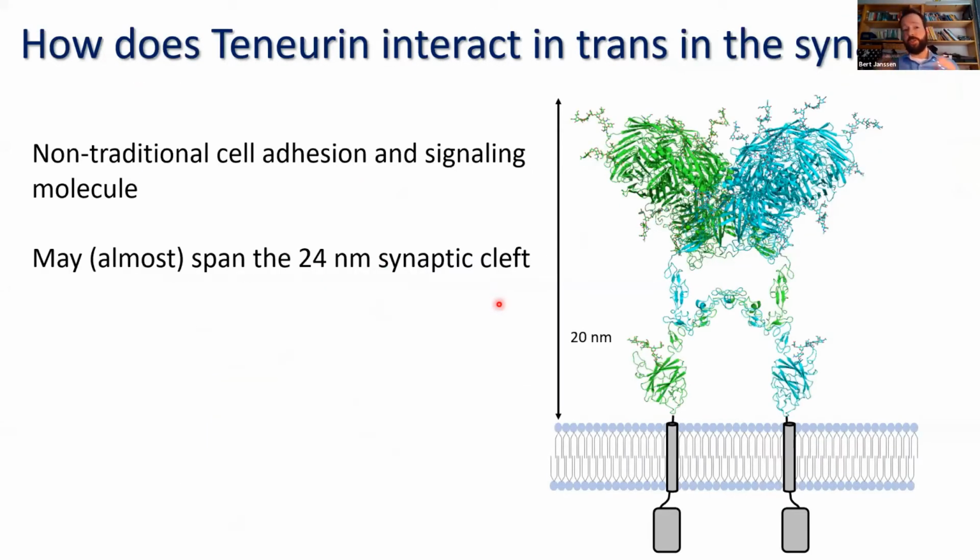And this could indicate how the neuron sits in the synapse, and perhaps it can span quite a long distance, about 20 nanometers. That is almost the span of the synaptic cleft, which is actually very well maintained at 24 nanometer spacing. So this is a very non-traditional cell adhesion molecule, at least in terms of structural sense. And many questions still remain. So how does it interact in trans? That we don't know yet. And how does it signal in between the two neurons? These are questions for the future.